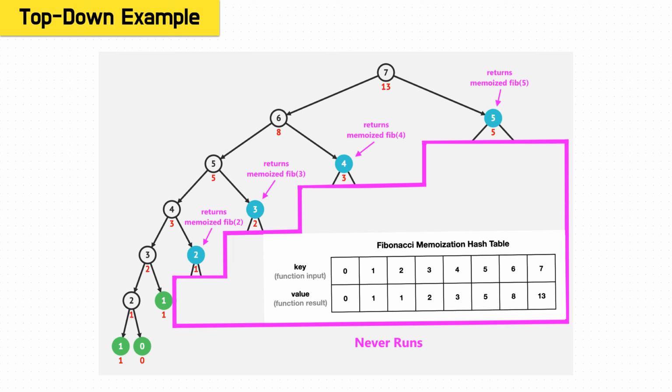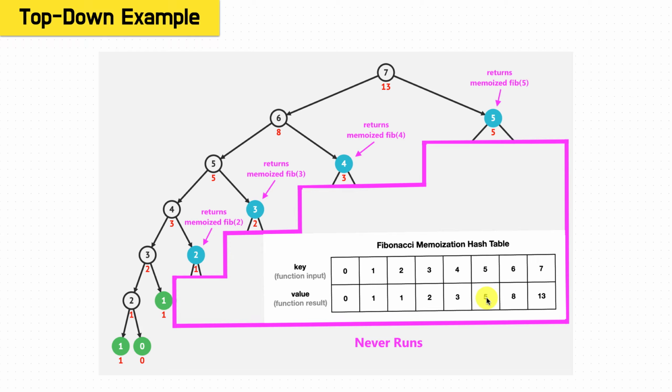So in this case, we used a hash table. We know that 0 and 1 are already 0 and 1, so we initialize those in the hash table. Then when we calculate 2, we store the value of 1 for that input in the hash table. When we calculate 3, for the key 3, we store the value 2. Then for 4, we store the value 3.